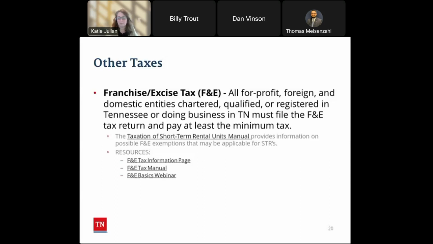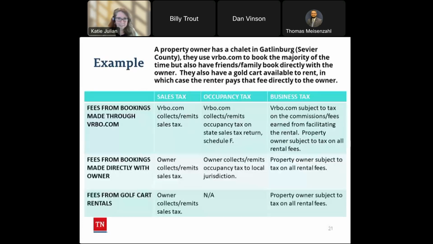That would probably be a whole other webinar, to just talk about some of the exemptions that might be available. But check out our manual for that, either the F&E manual or the information about F&E that's in the short-term rental unit tax manual. Maybe you're a short-term rental unit that for some reason does liquor by the drink too. That might be applicable to you. But really in this webinar, we're just focusing on detailed information about sales tax, business tax, and occupancy tax.